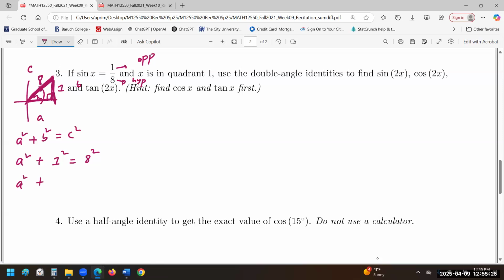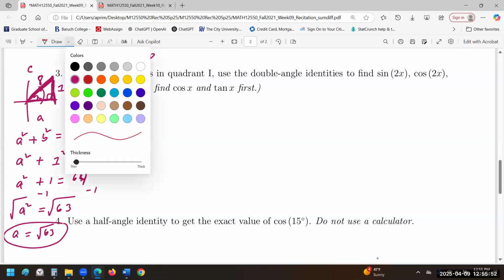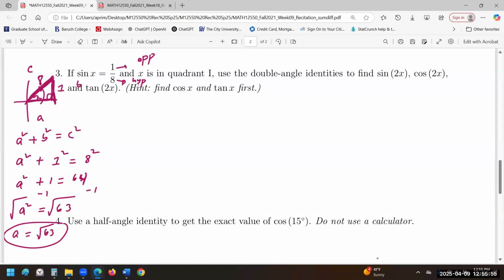So we have A squared plus 1 equals 64. We subtract 1, so we get A squared is 63. But we are not looking for A squared, we are looking for A. So take the square root and we get A is square root of 63. It means the triangle we have for x has this side square root of 63, this side 1, and this side 8.